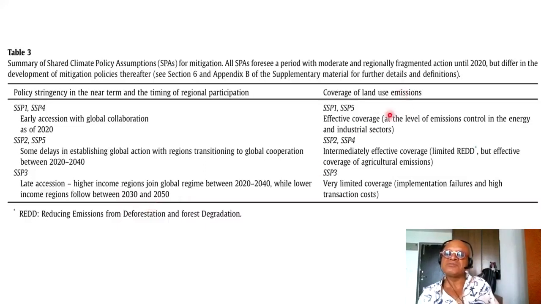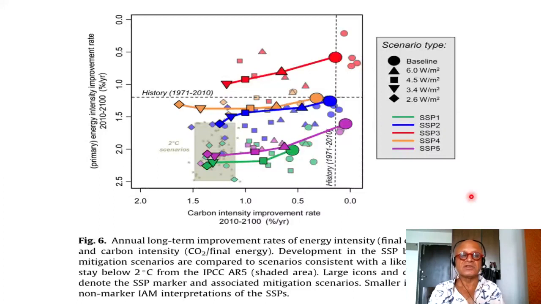So coverage of land use emissions is done in various scenarios here. SSP 1 and 5, effective coverage at the level of emissions control in the energy and industrial sectors. In SSP 2 and 4, intermediately effective coverage, limited reduction in emissions from deforestation and forest degradation, but effective coverage of agricultural emissions. Here SSP 3, very limited coverage, implementation failures and high transaction costs. I won't go into the details further here. Primary energy intensity improvement rates, again various assumptions with baseline scenarios and various RCPs translating into various SSPs.